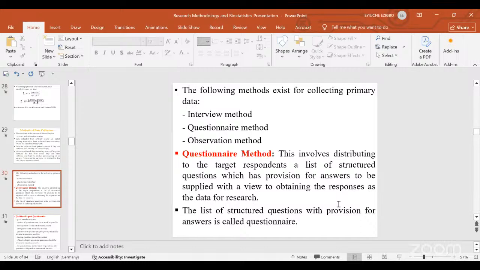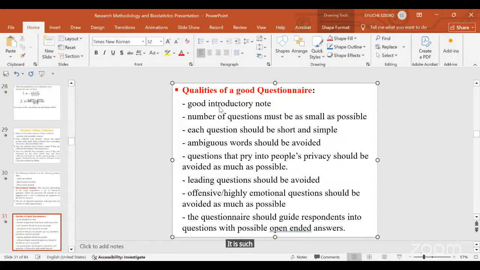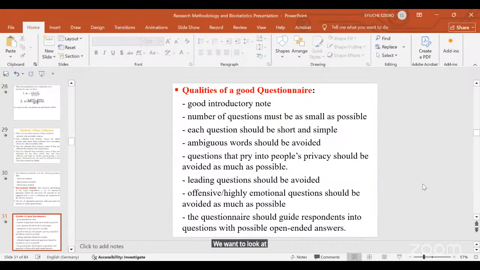Next. Because most researches, especially in social survey, go with the use of questionnaire, we want to look at the qualities of a good questionnaire. A good questionnaire possesses certain qualities. And one of them, we will move at this point, is an introductory note.